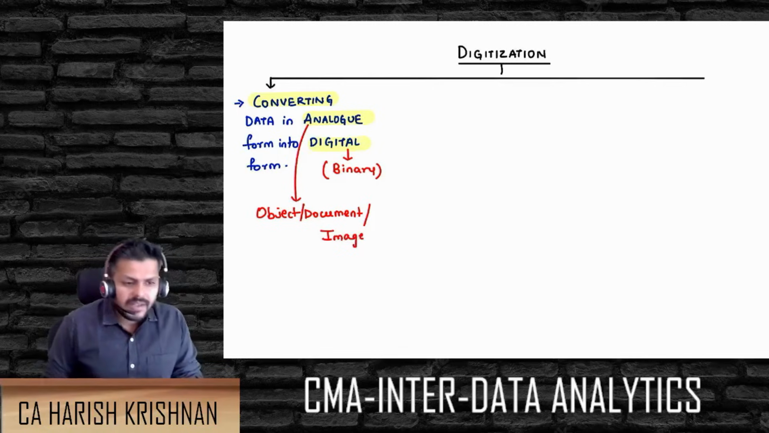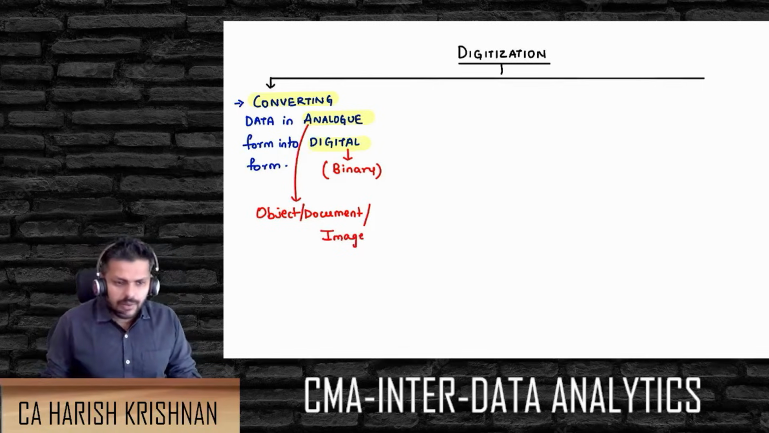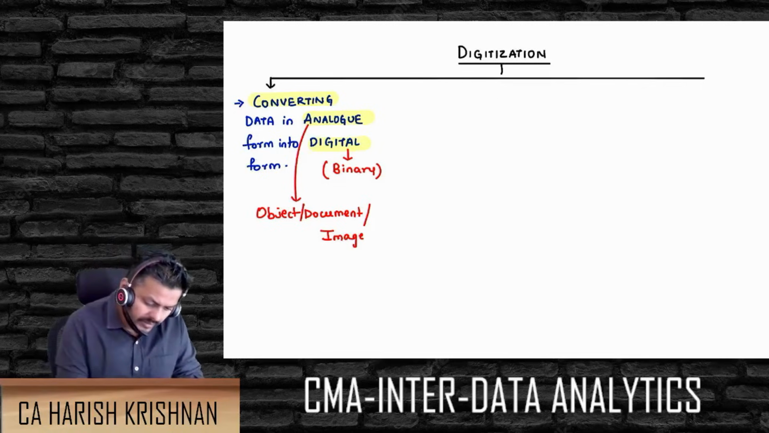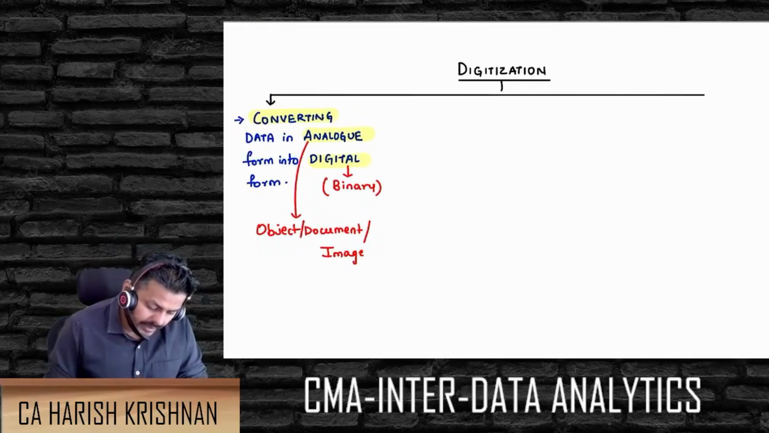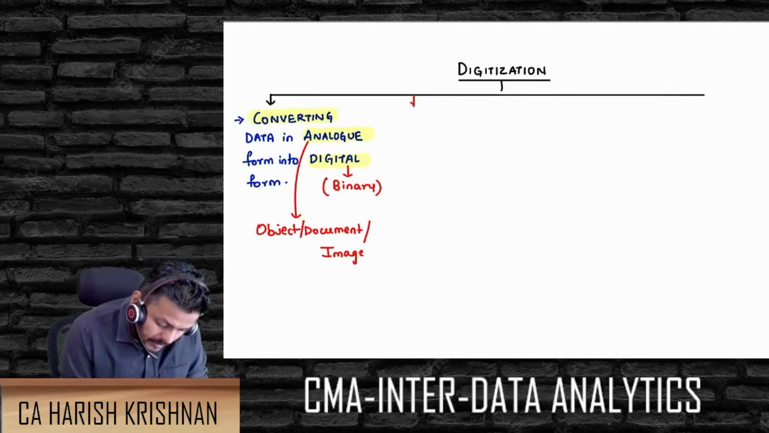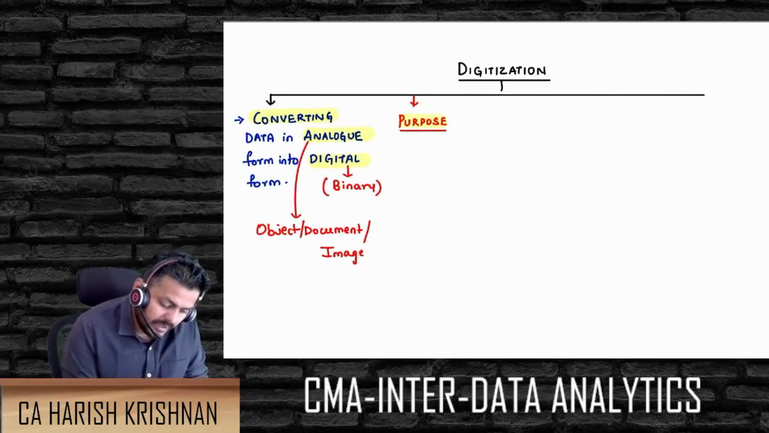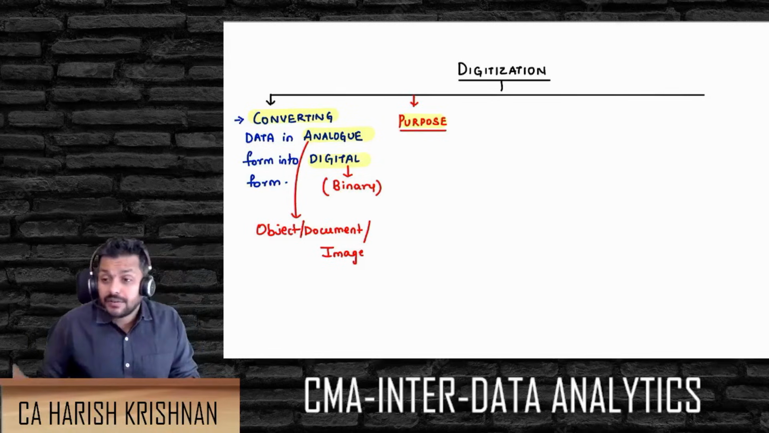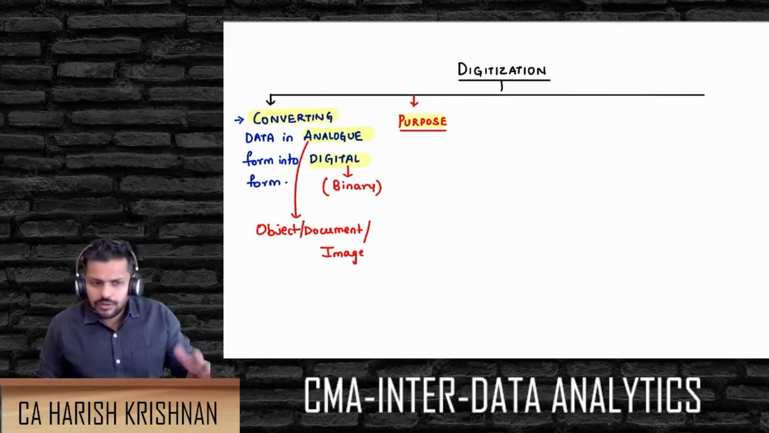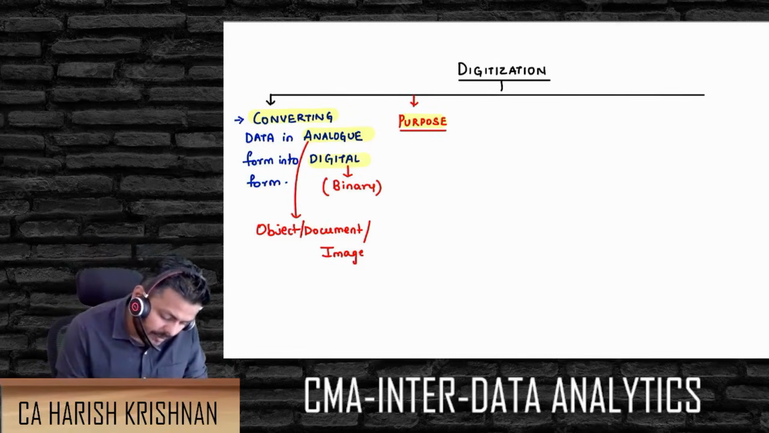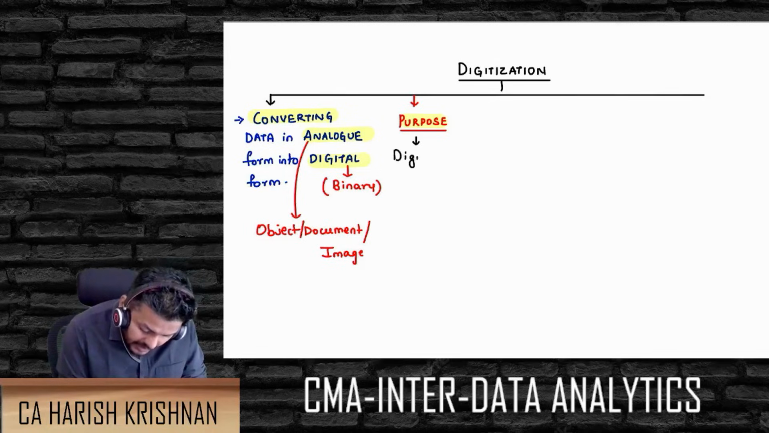Now, the main purpose: why are we doing this? I will write that as an additional side heading here, the purpose. We can as well give it a separate branch. What is the main purpose of digitization? It is so that you can give it what is called, in today's time, a digital footprint. That means making it available digitally.